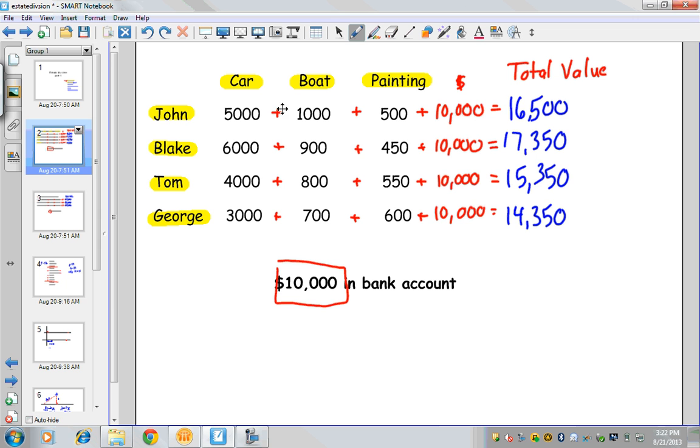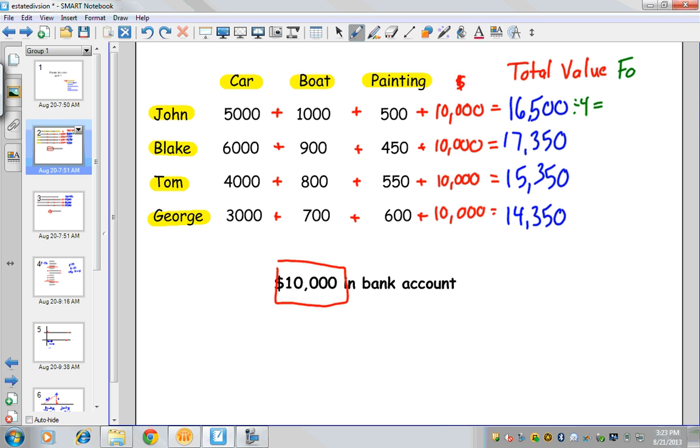John believes that the account, going back to our first question, is $16,500. So that's what he believes the total estate to be worth. And so in his mind, the fairest thing to do is take 16,500 and divide it by 4. The reason you'll be dividing it by 4 is because there are 4 heirs. And that is how you figure out your fair share.